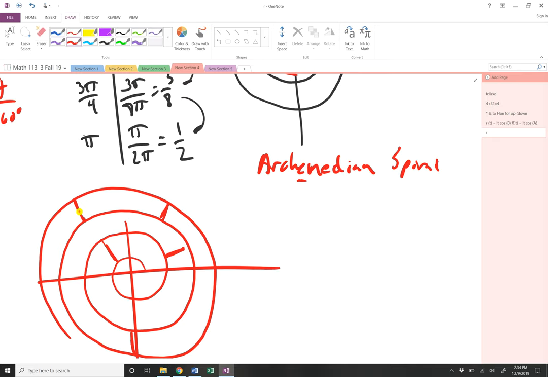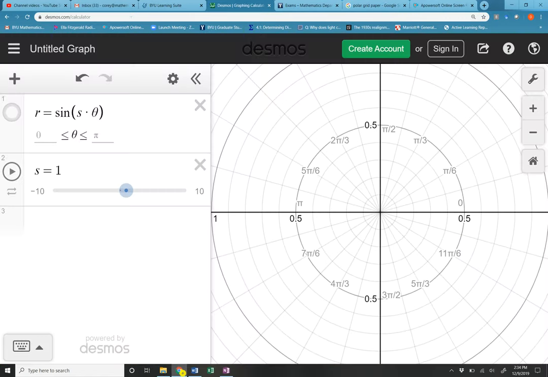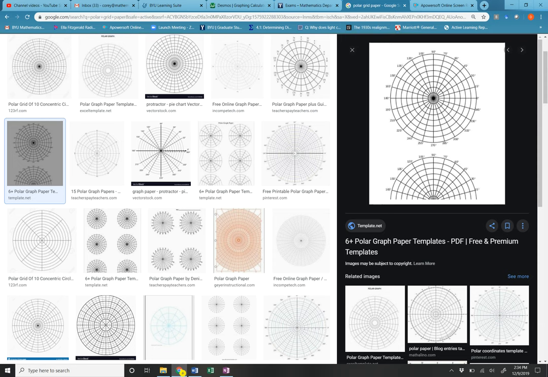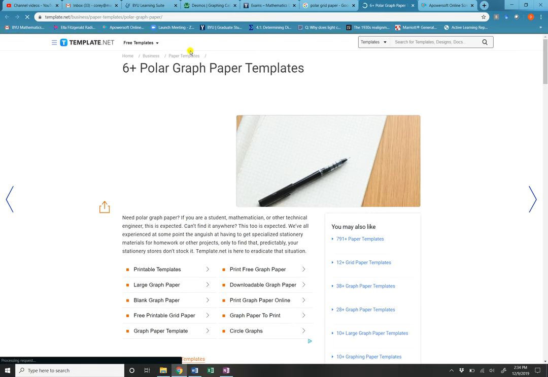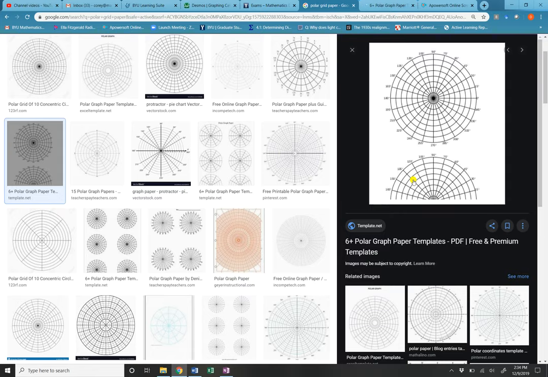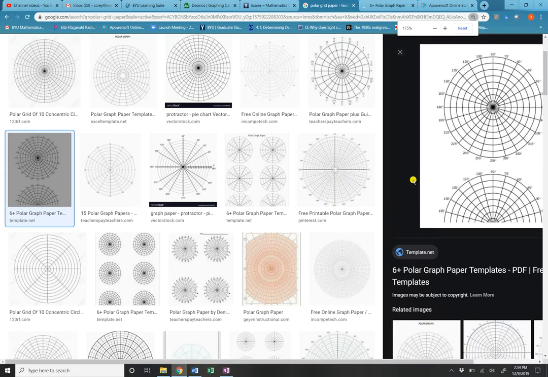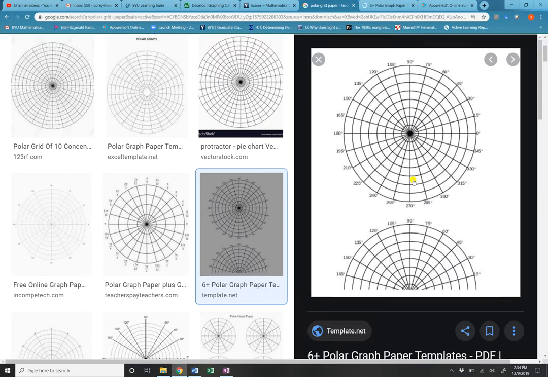Here, let's go to Desmos. So in Desmos, let me talk about just graphing first. If you want to make it easier to graph, you might want some polar grid paper. So if you just Google polar grid paper, you can get polar grid paper. It has the common angle measures, and then it has the radii, and it makes it a lot easier to graph.